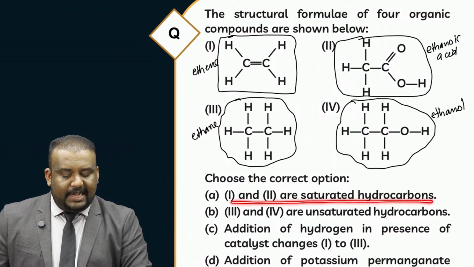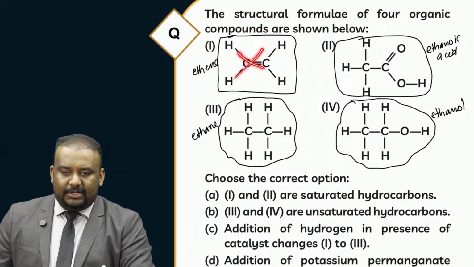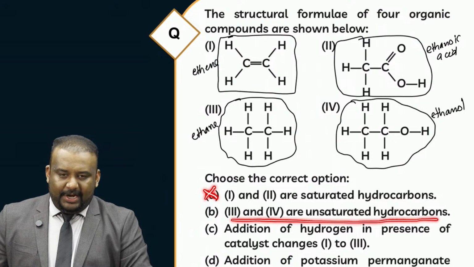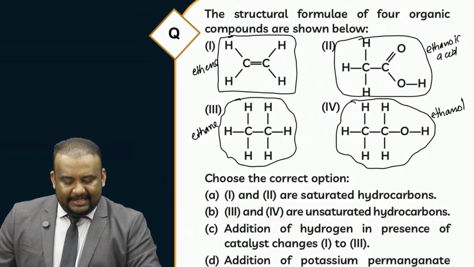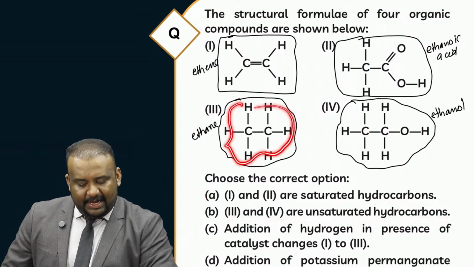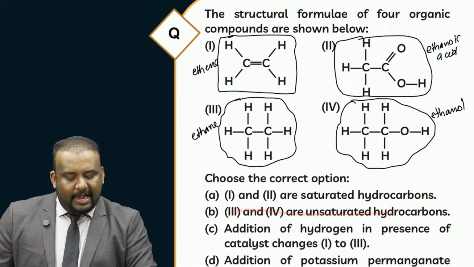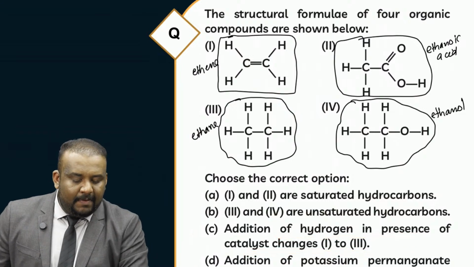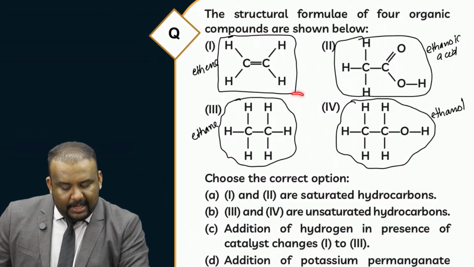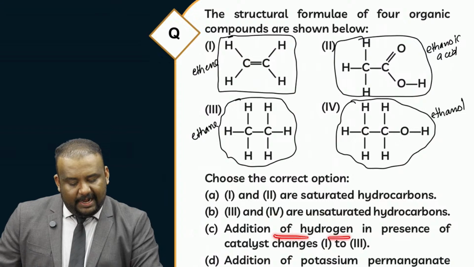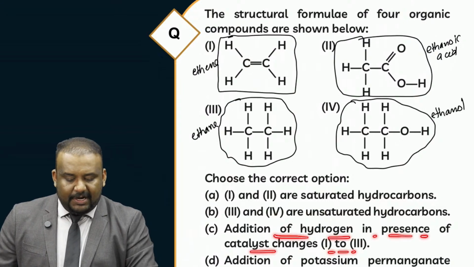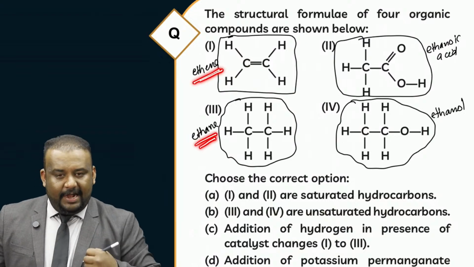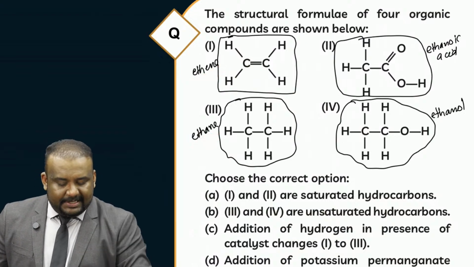1 and 2 are saturated hydrocarbons. 1 is not saturated, so that is gone. 3 and 4 are unsaturated hydrocarbons. See, 3 is saturated, so that is also gone. Addition of hydrogen in presence of catalyst changes 1 to 3. Who is 3? Yeah, 1 to 3. Addition of hydrogen in presence of catalyst changes 1 to 3. That is true, right? Because ethene will convert into ethane if you add hydrogen. So that statement is correct.